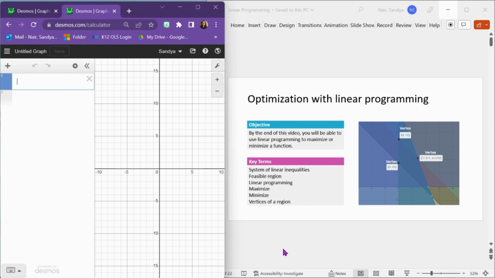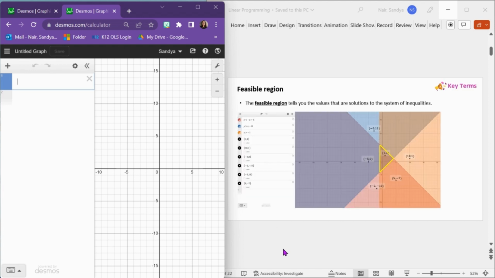So in this video, we're going to talk about how to use linear programming to maximize or minimize a function. Remember, when we were solving systems of inequalities, we were finding solutions in the region where all of the shading overlapped. This region is also called the feasible region, and it contains all the values that are solutions to the system of inequalities. For example, you can see here that (1, 2) is the only point that's within the feasible region.